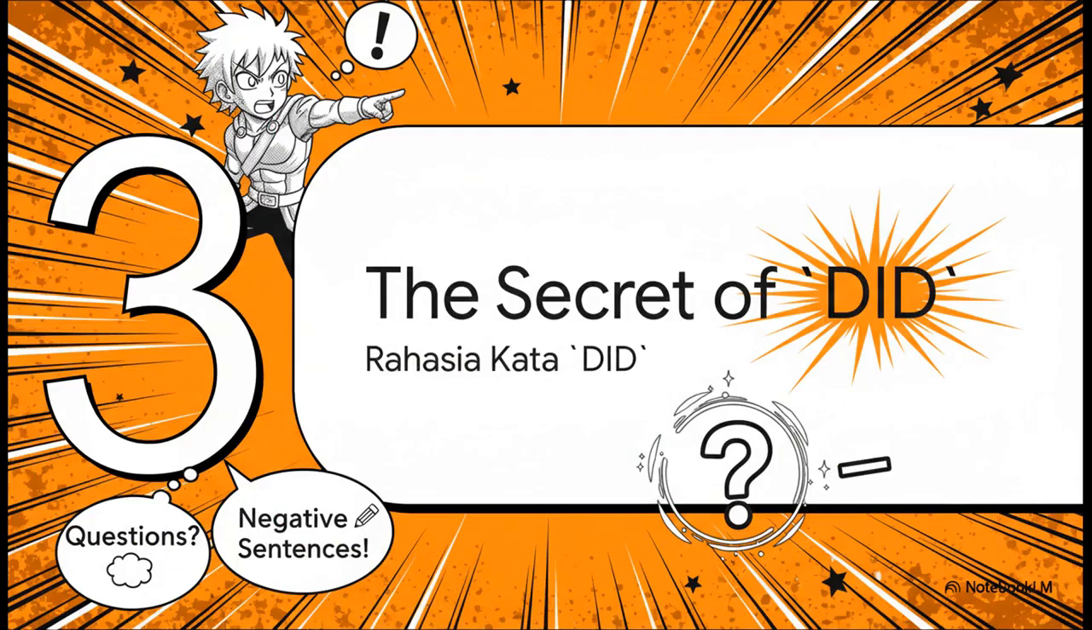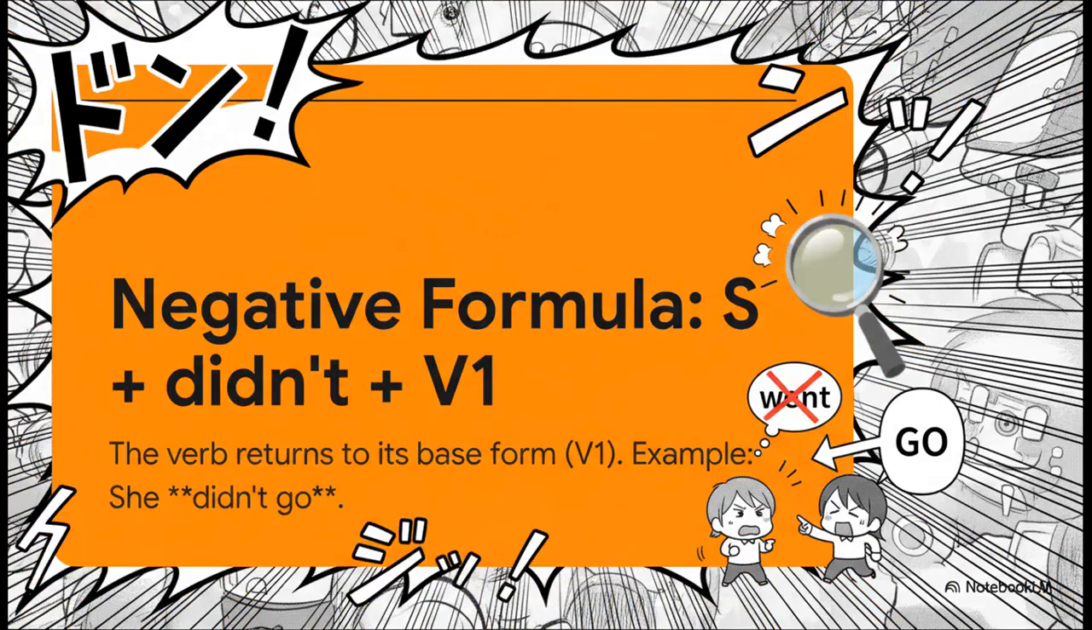Okay, so you know how to make positive sentences now. You're doing great. But what if you want to say something didn't happen? Or you want to ask a question? For that, we need to meet our special helper, the word did. To make a sentence negative, to say no in the past, we use did not, or even better, didn't. But listen up, this is super important. When we use didn't, the main verb goes back to its original form, verb 1. So we say, she didn't go, not she didn't went.